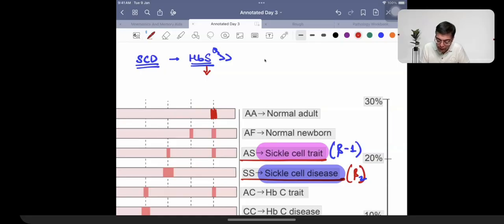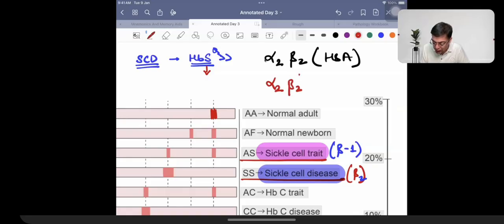Please remember the fact about patients having sickle cell disease. Normally, you have alpha 2 chain and beta 2 chain. Normally, HbA has this. Patients who have sickle cell disease have alpha 2 chain and beta 2 chain, but both of them are abnormal.